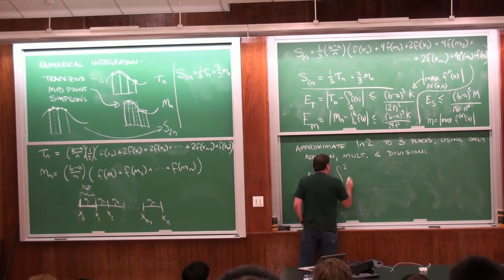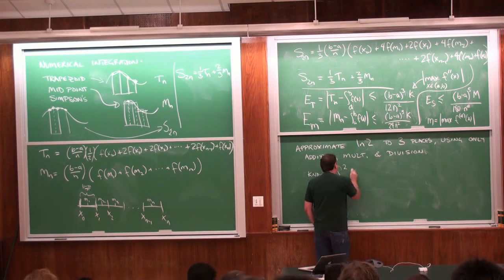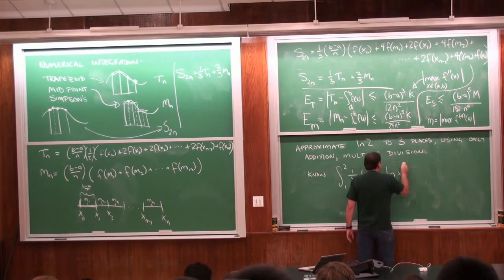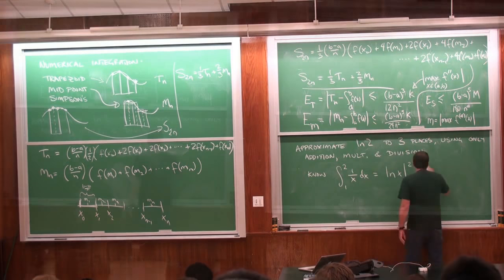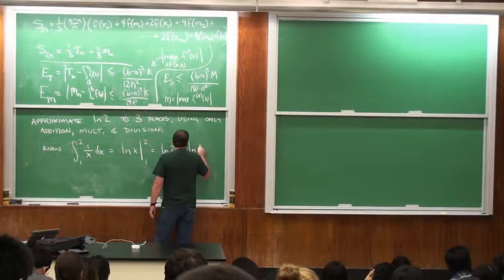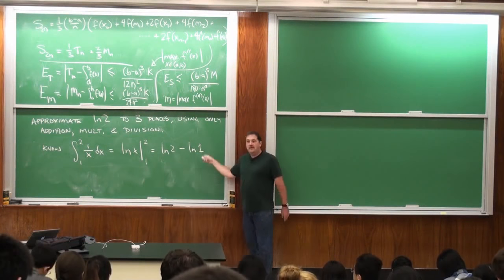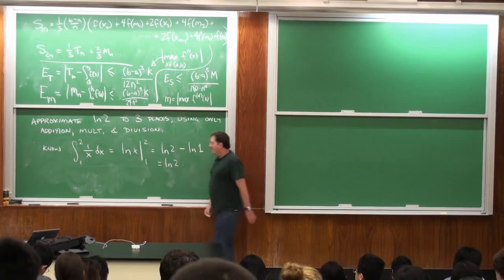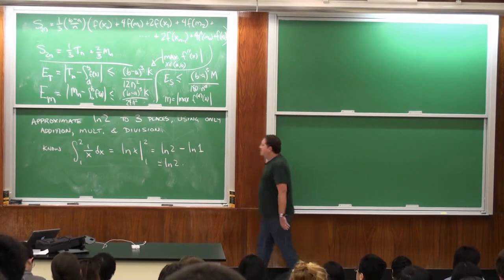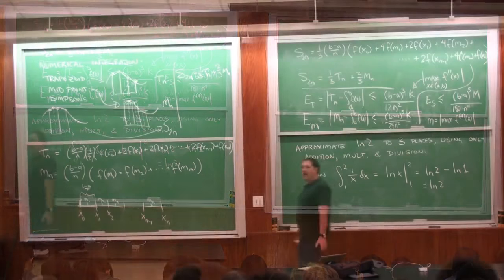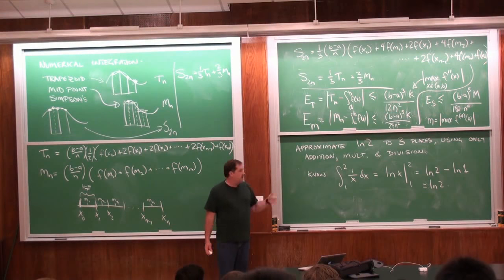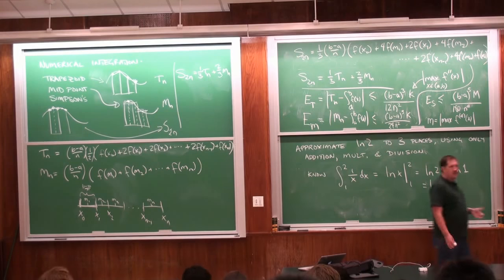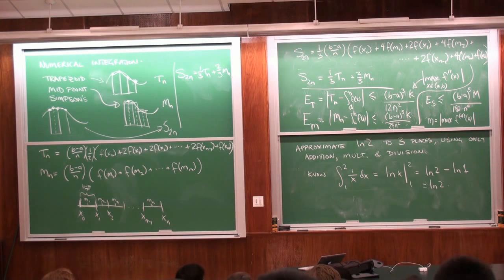So, I know that the integral from 1 to 2 of 1 over x dx is the natural log of x evaluated from 1 to 2, which is the log of 2 minus the log of 1. And one of the things that you're supposed to know is that the log of 1 is 0. So that's the log of 2. So, that's nice. I know that the logarithm is the integral of 1 over x, and so now I have a formula. But I only get to use addition, multiplication, and division because the log button on my calculator broke.